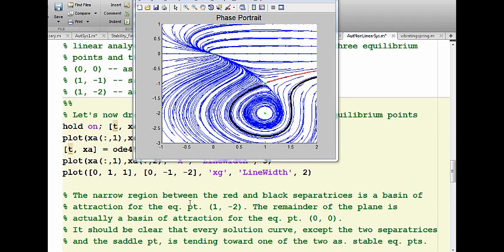So that's what these words say. The narrow region between the red and black separatrices is a basin of attraction for the equilibrium point at (1, -2), this asymptotically stable spiral point. The remainder of the plane is a basin of attraction for the equilibrium point at (0, 0). Every solution curve except the two separatrices and the saddle point is tending toward one of the two aforementioned asymptotically stable equilibrium points.